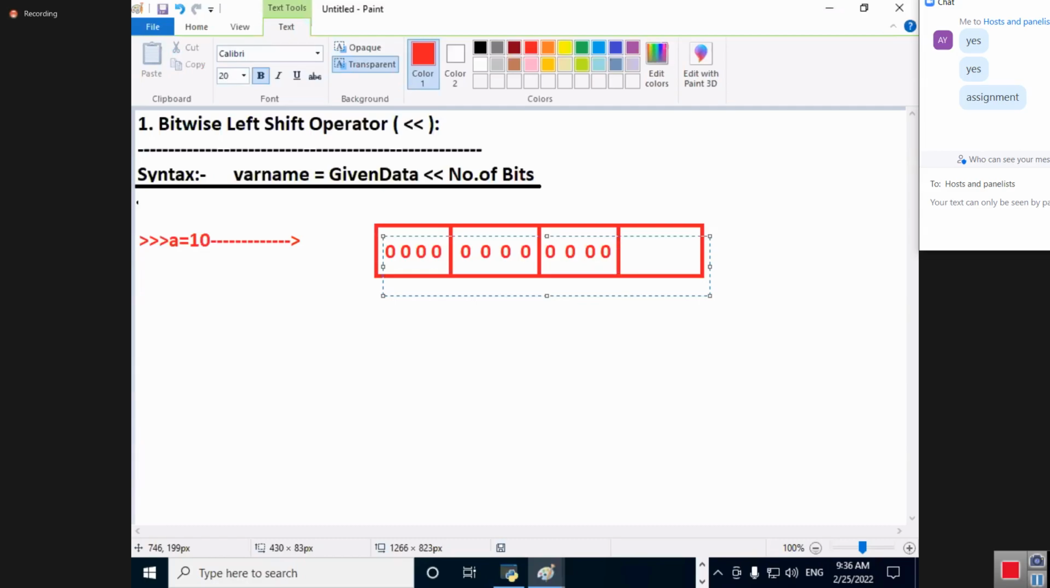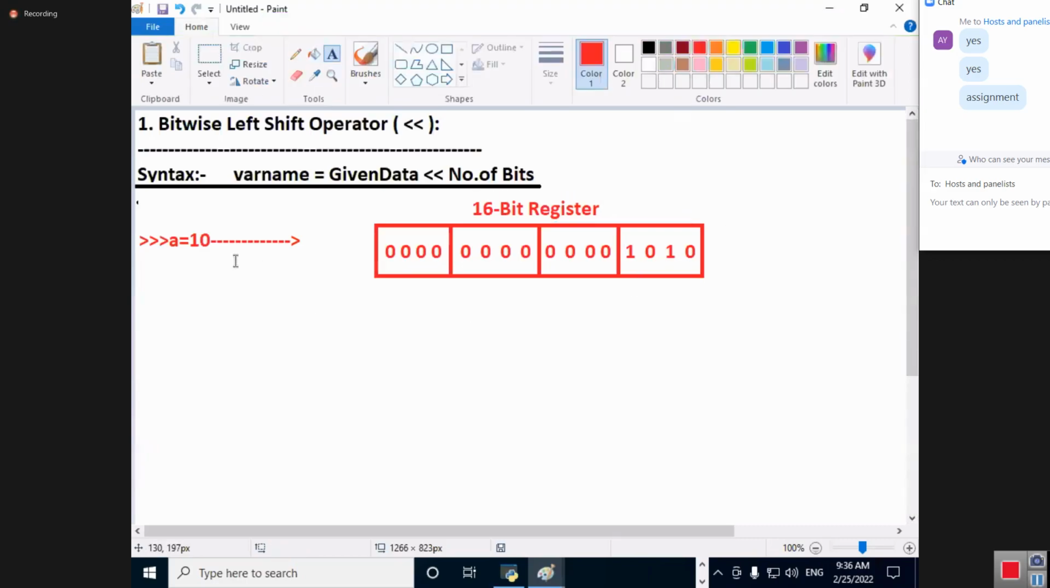Next I am going to write 1, 0, 1, 0. This is my data what we have, right? Good. This is called what bit computer? 16-bit register. Okay, fine. What is this value called? A value, it is called A. This is representing the A value.